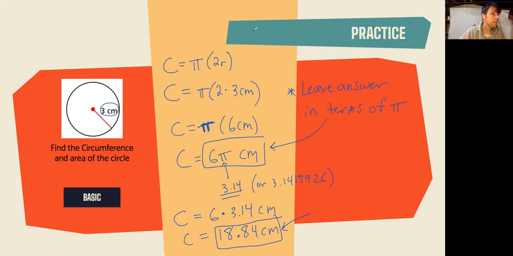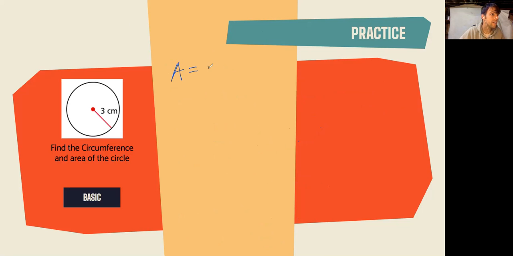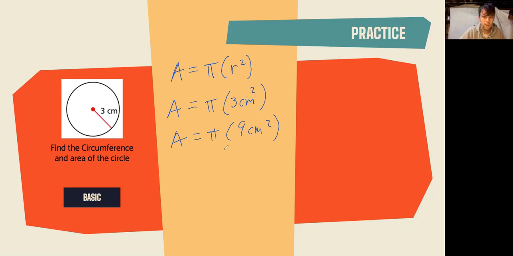All right, I'm going to clear this real quick and I'm going to do the area. So area is pi times the radius squared. Again, I'll show both, leaving it in terms of pi and the decimal version. So substituting in my unit there, it's 3 centimeters squared. So when I do that, I'm going to get pi times 9 centimeters squared. And when I multiply that out, I could leave it in terms of pi. I could write it as 9 pi centimeters squared.